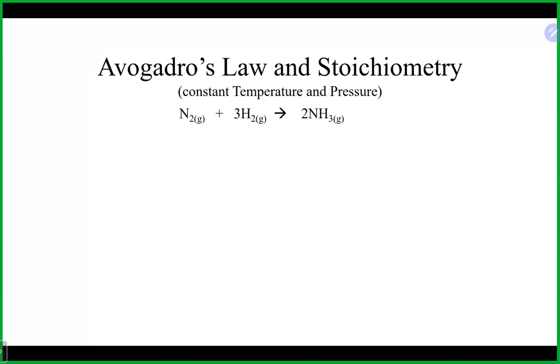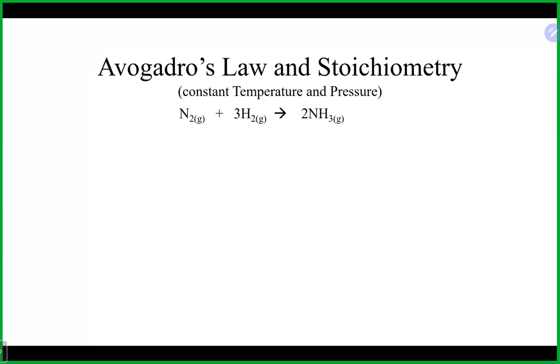And as we'll talk about a little later in this chapter, when we do gas stoichiometry, a lot of times that involves using some type of gas law in the process. And if you happen to be under these conditions of constant temperature and pressure, you sometimes can avoid the whole use of a gas law by using Avogadro's relationship.